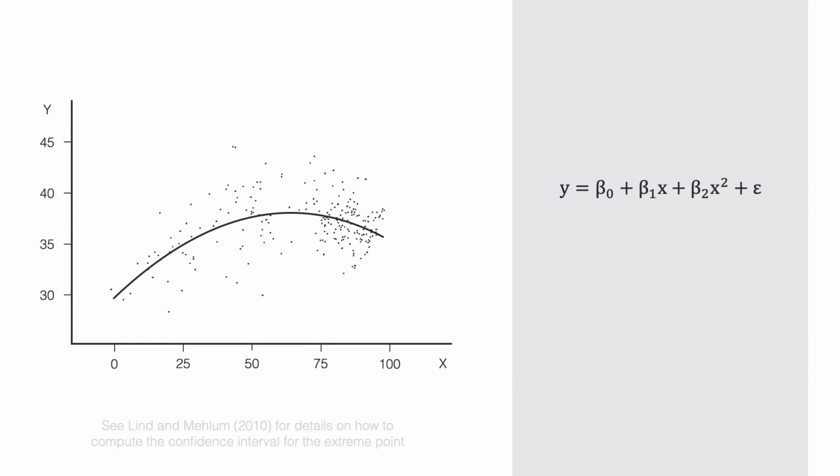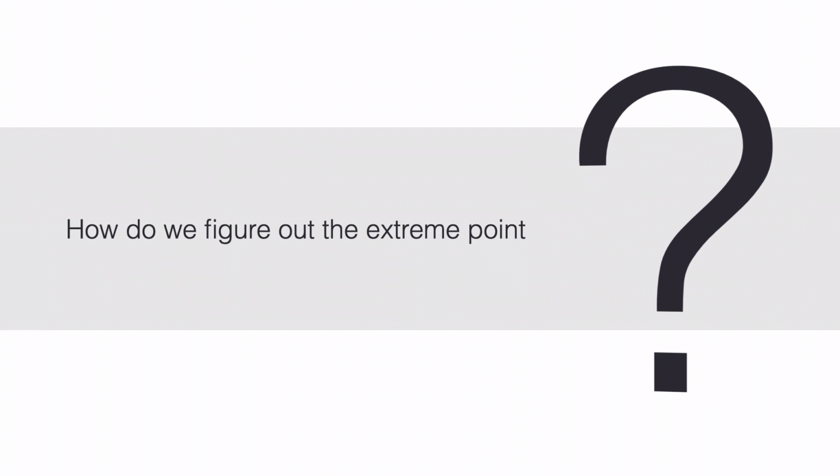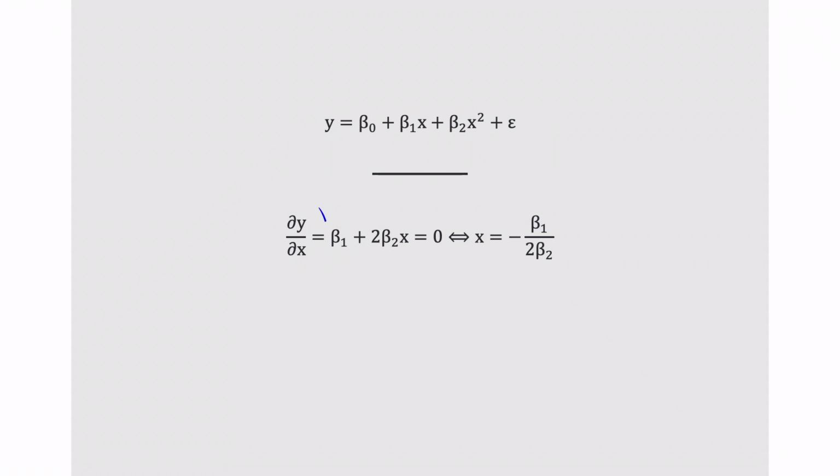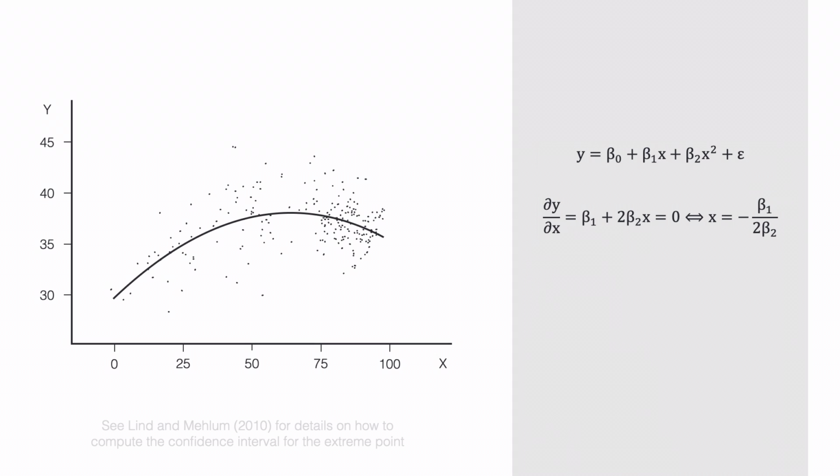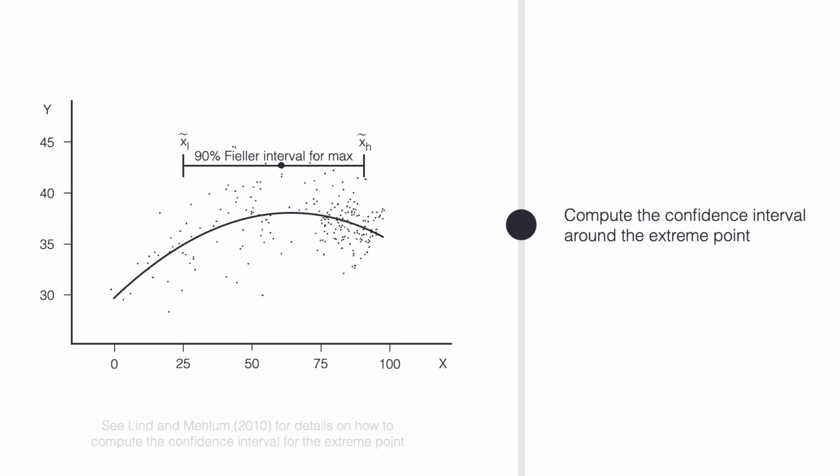Here's an example of a nonlinear relationship that is not exactly hump-shaped, but rather has diminishing returns. How do we figure out the extreme point? Well, we take the derivative with respect to x, set it to 0 and solve for x. It is as simple as that. For instance, if x is defined on a range from 0 to 100% and the implied extreme point is way outside of this interval, then you know that the curve is most likely similar to the blue one with diminishing returns. You can also compute the confidence interval around the extreme point, because the extreme point itself is of course just an estimate.